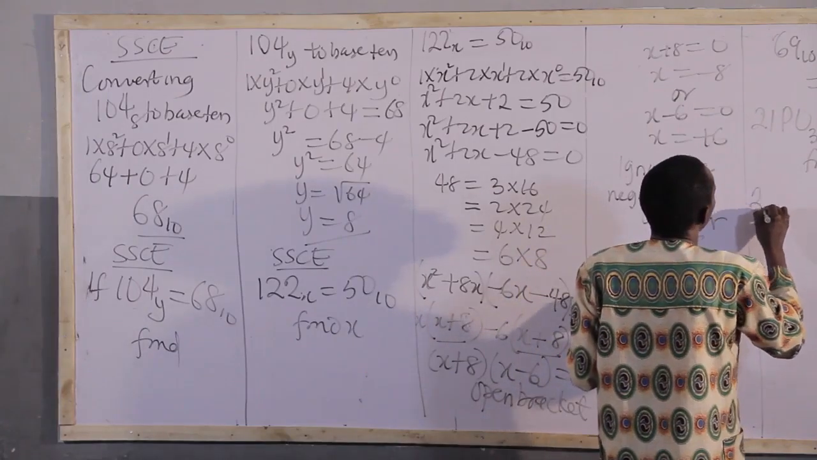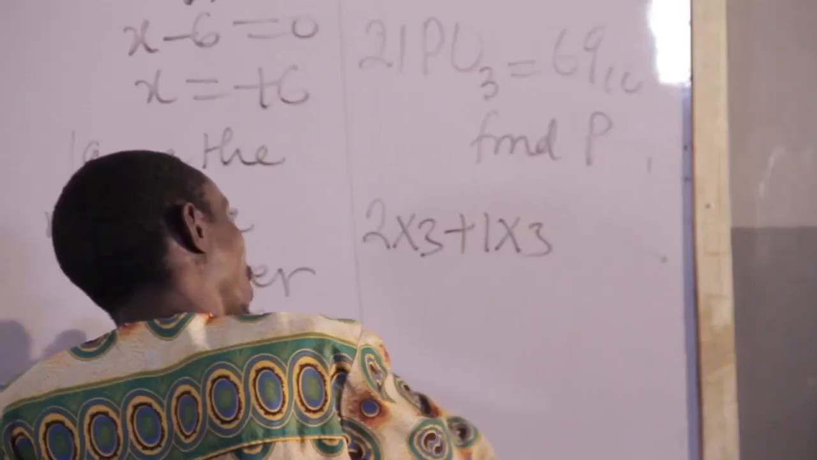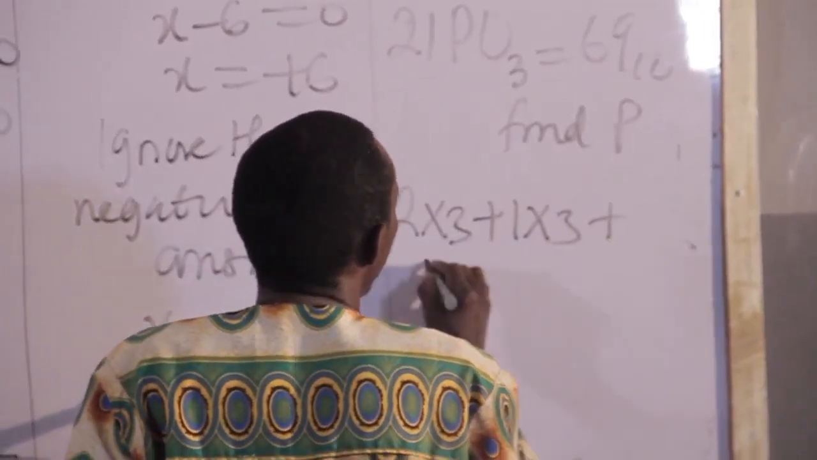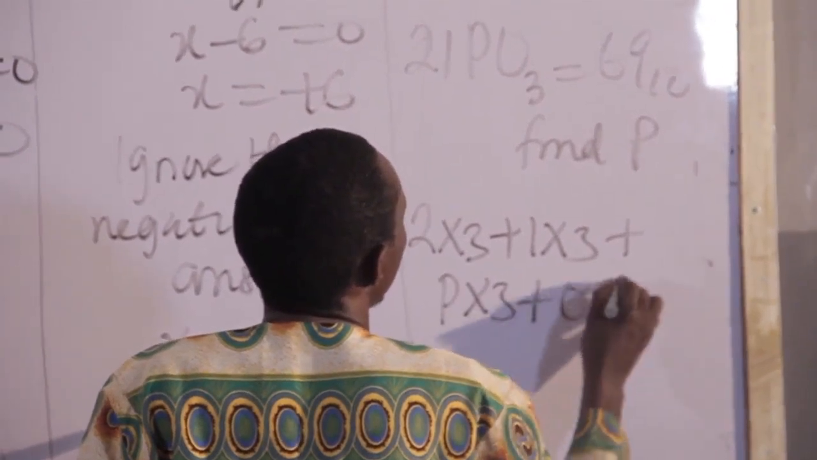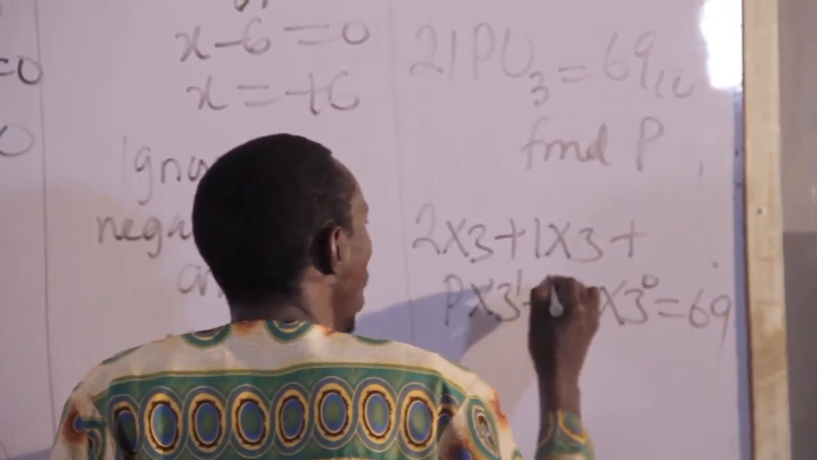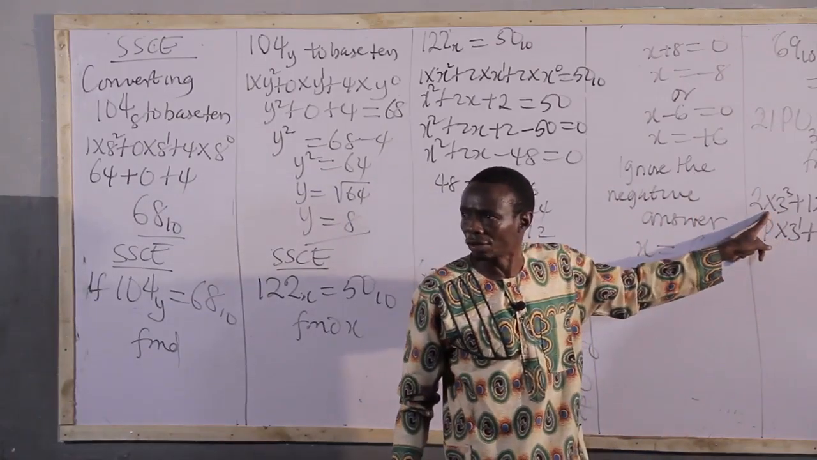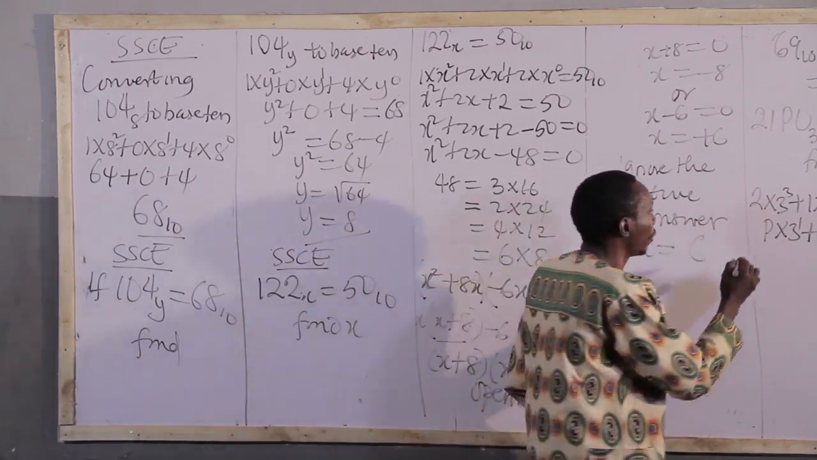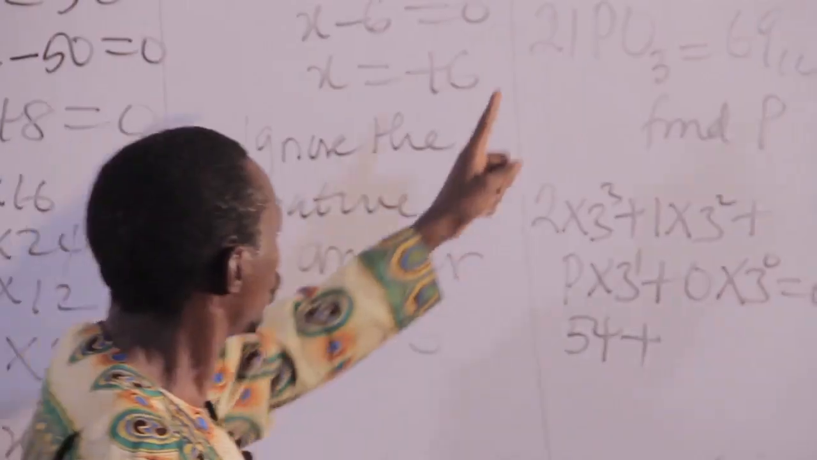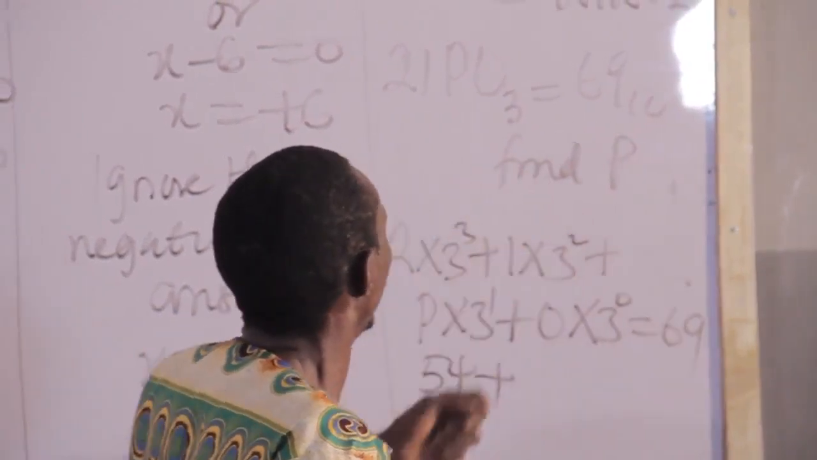I have 2 times 3 plus 1 times 3, I'm converting this one to base 10, plus P times 3 plus 0 times 3. Everything equals 69. The powers are power 0, power 1, power 2, power 3. 3 times 3 times 3 is 27, 27 times 2 is 54. Plus 2 1 P 0 base 3 equals 69. I want to find P.